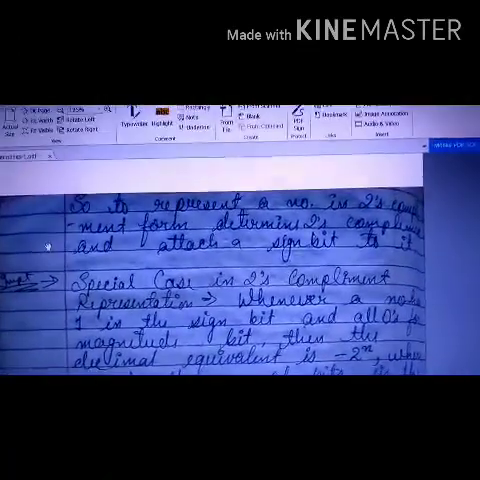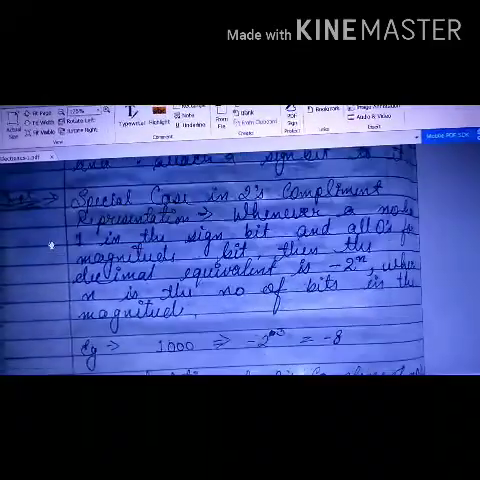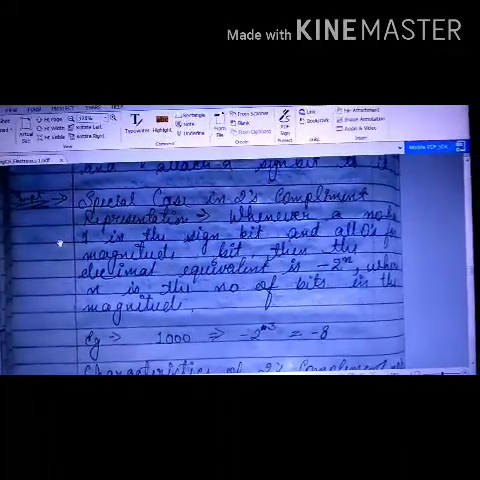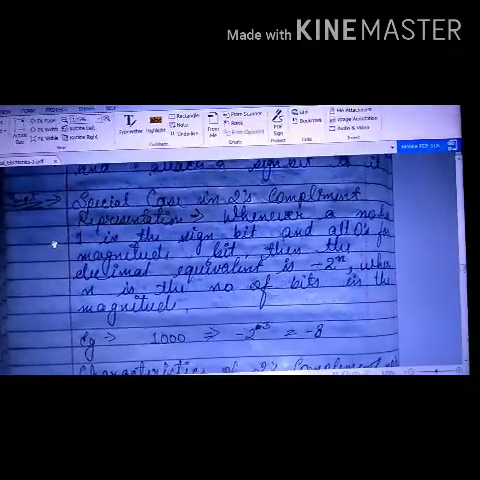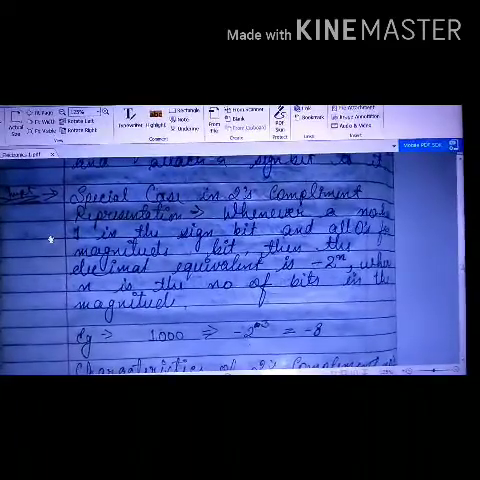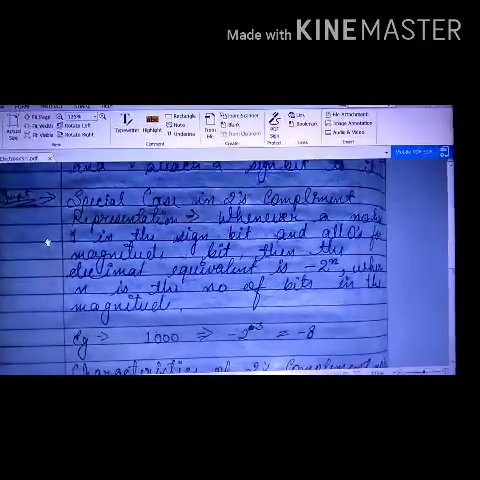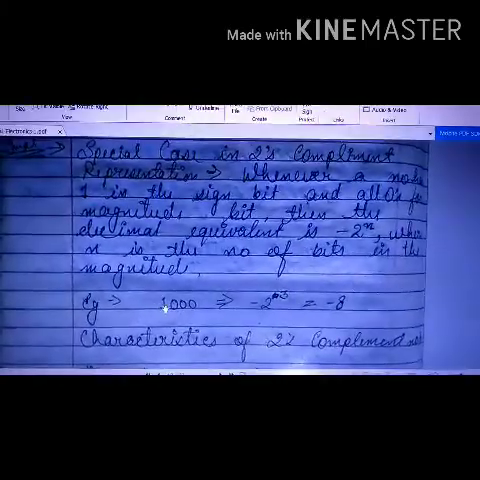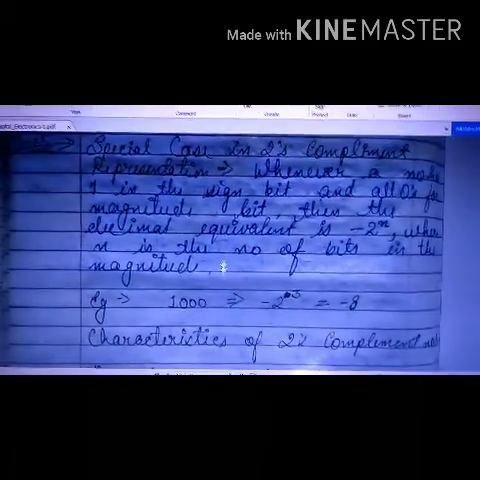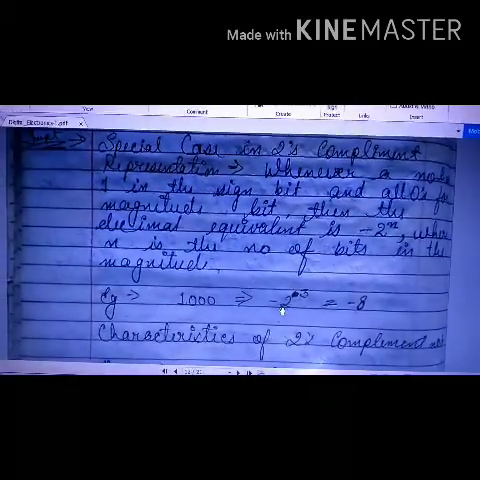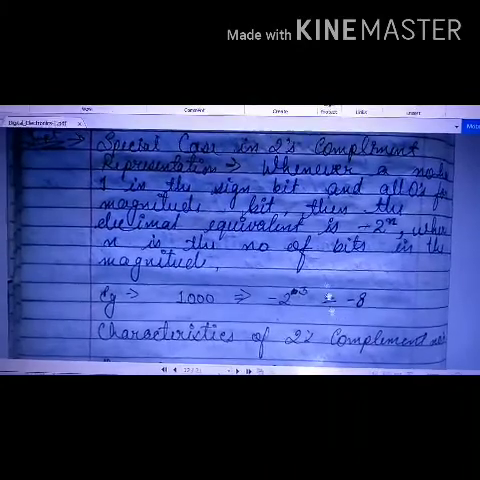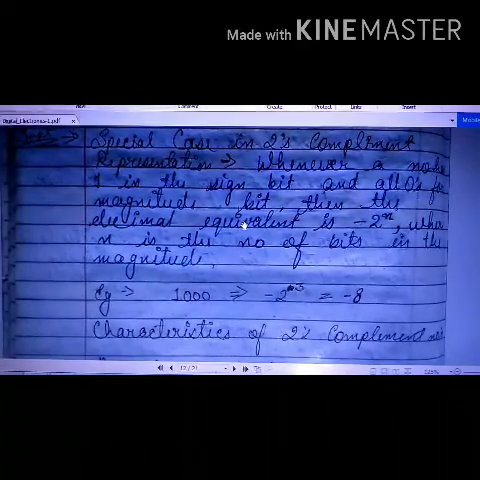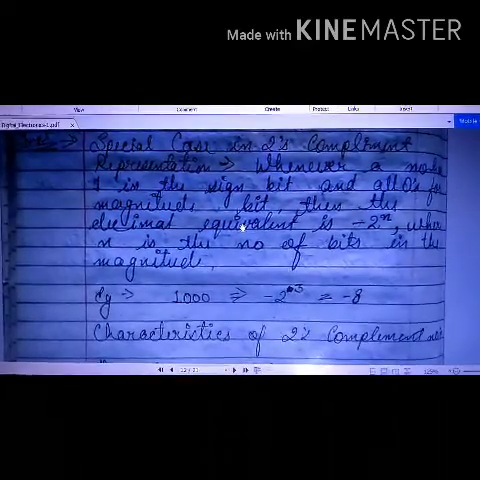Now, special case in 2's complement representation. Whenever a number has 1 in the sign bit and all zeros for the magnitude bits, then the decimal equivalent is minus 2 to the power n, where n is the total number of bits in the magnitude form. So if this is a number 1 and all the rest are zeros, so we can write 2 to the power 3, that is 8, and add a negative sign. So this is a sort of a shortcut method for the solution of this type of questions if it is represented in 2's complement form.